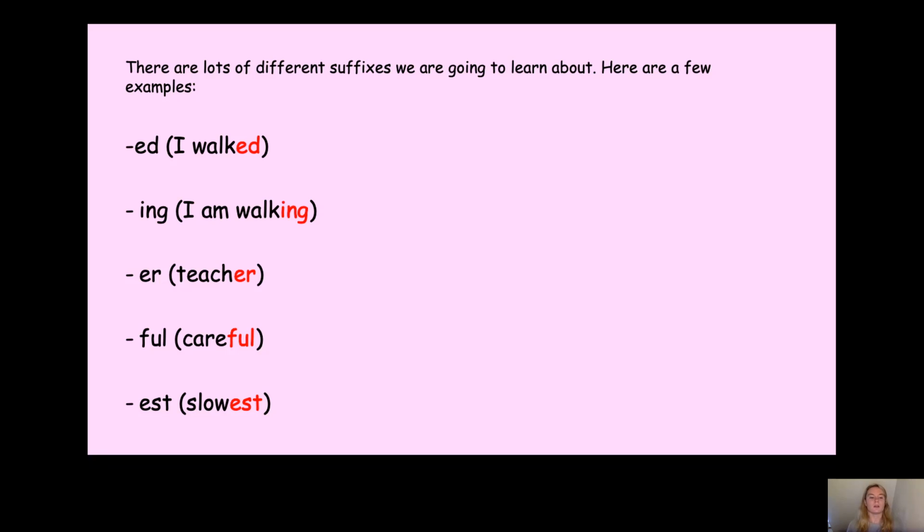Then we've got er, which is added to a verb to make a noun. So teach, the verb, turns into teacher. We've got full, so care turns into careful. And we've got est, which we're going to be looking at today, which is used with an adjective, so slow is used with the suffix est to make slowest.